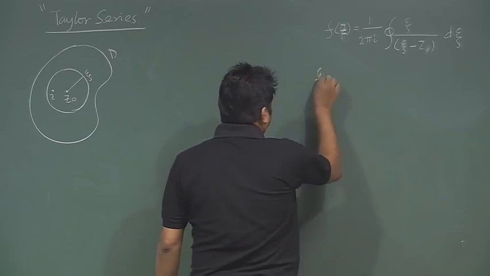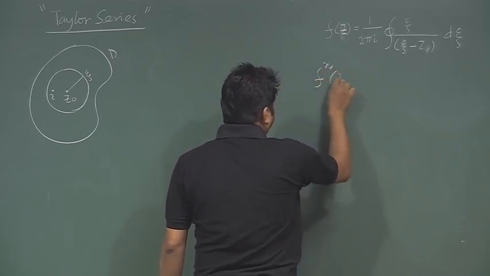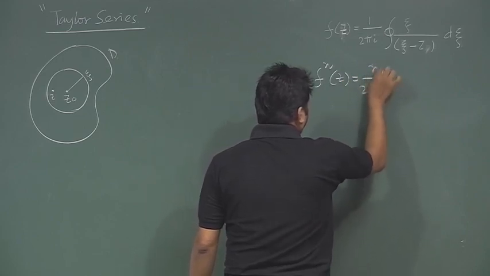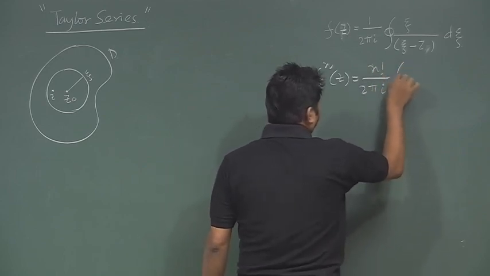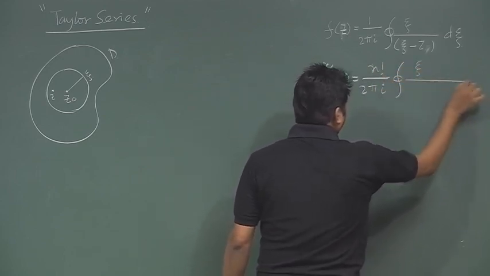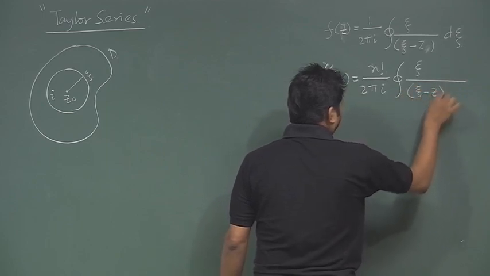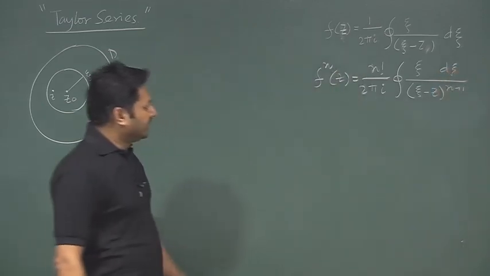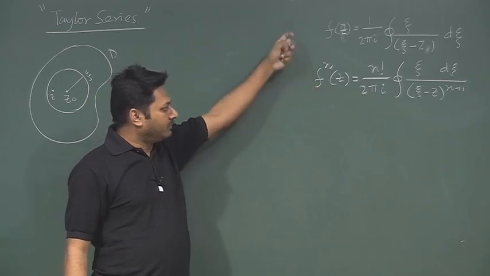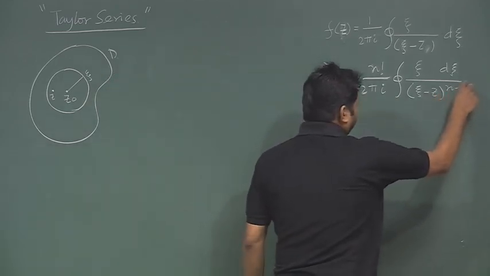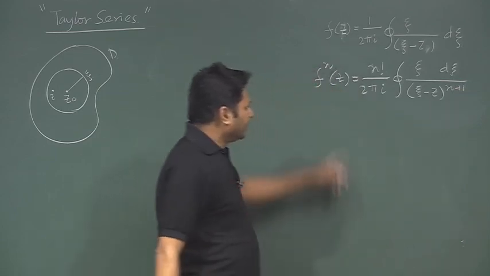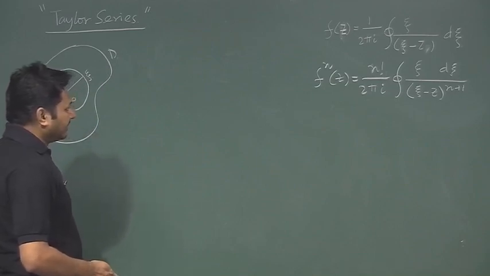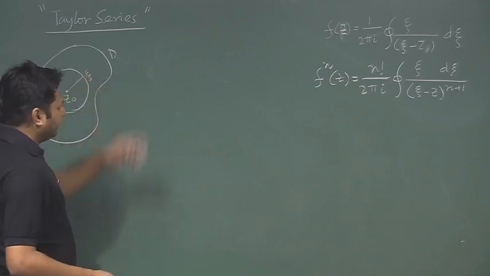So, f^(n)(z) is n factorial by 2 pi i times the integral of f(xi) divided by xi minus z whole to the power n plus 1, d xi. These two expressions I have from the Cauchy's integral formulas. This is a very important expression I mentioned earlier. So, these two I have in my hand. Let us try to exploit these two expressions and check whether I can have these things or not.